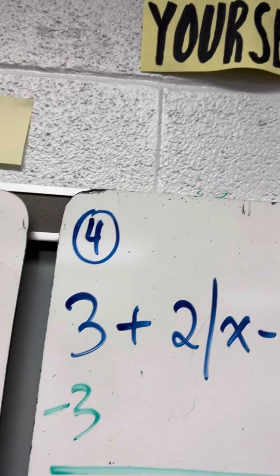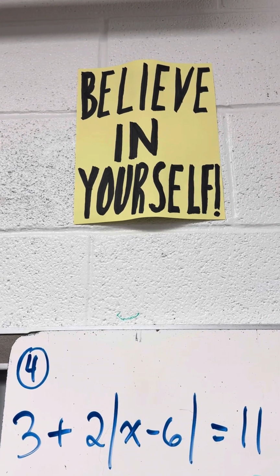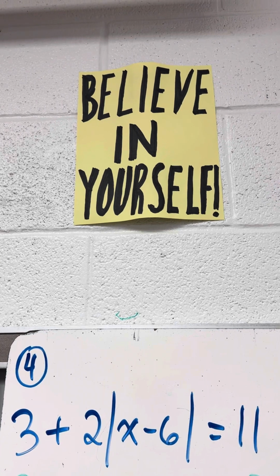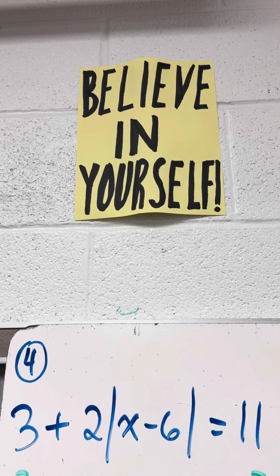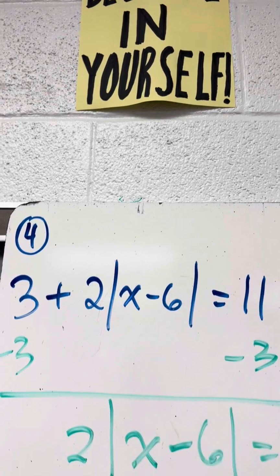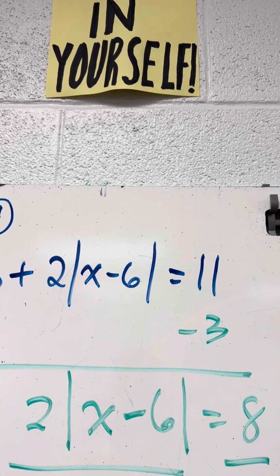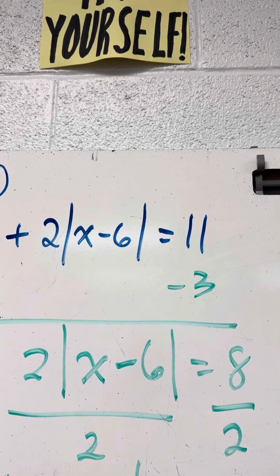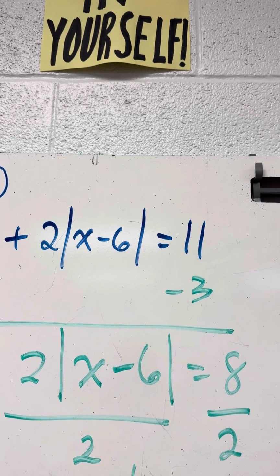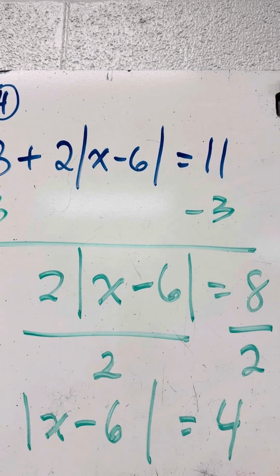Now over here, we're going to treat the absolute value like we would treat x. You have x minus 6 in the absolute value. We're going to get that all by itself. I'm going to subtract 3 from both sides and get 2 times absolute value of x minus 6 equals 8. Now I'm going to divide by 2 to get the absolute value of x minus 6 alone. And now I have absolute value of x minus 6 equals 4.